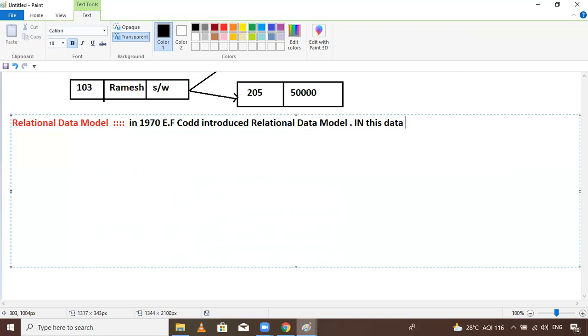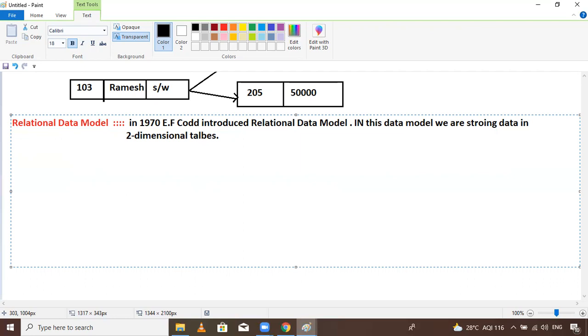In this data model, we store data in two-dimensional form. What is the meaning of two-dimensional? Two-dimensional tables. The relational data model is a two-dimensional data model.